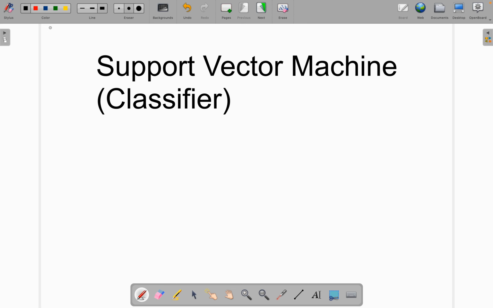Support vector machine is also known as SVM. It can be used for both classification and regression. In the current video, we will understand the support vector classifier. Let's understand the geometric intuition, and then we will derive a mathematical formula for it.